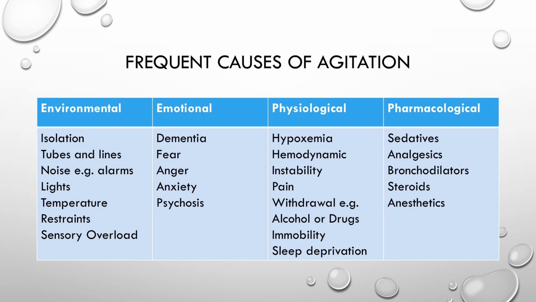Frequent causes of agitation in the ICUs. Under environmental, you can have isolation, tubes and lines, noises, lights, temperature, restraints, and sensory overload. You can have emotional causes of agitation such as dementia, fear, anxiety, anger, and psychosis. Physiological signs include hypoxemia, hemodynamic instability, pain or withdrawal such as from alcohol or drugs, immobility, and sleep deprivation. Under pharmacological, you can have sedatives, analgesics, bronchodilators, steroids. It's that sort of thing that can cause more agitation.